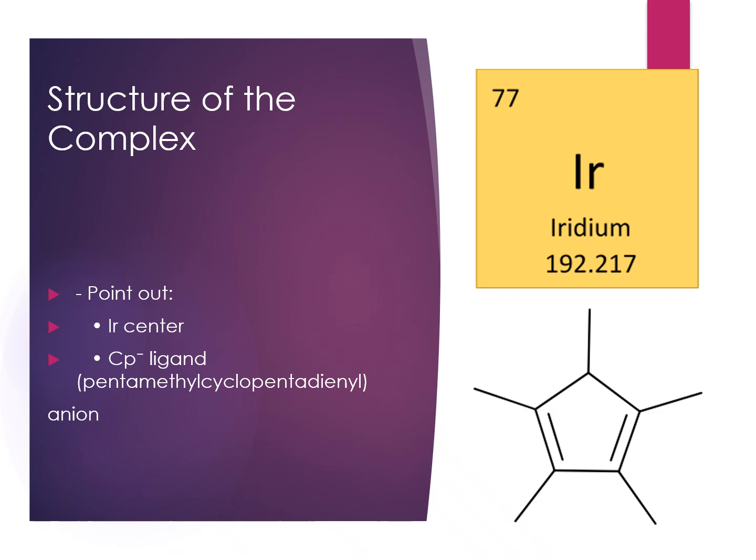There are three different ligands connected to iridium. The outermost ligand is pentamethyl cyclopentadienyl. That's a cyclopentadienyl with 5 methyl groups connected to each carbon on the ring.